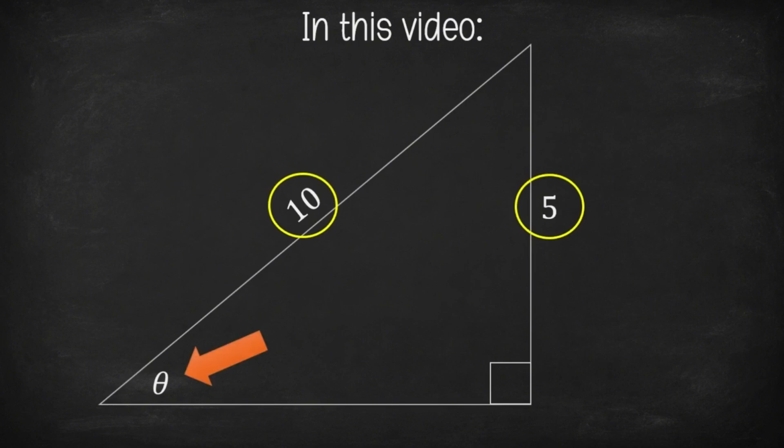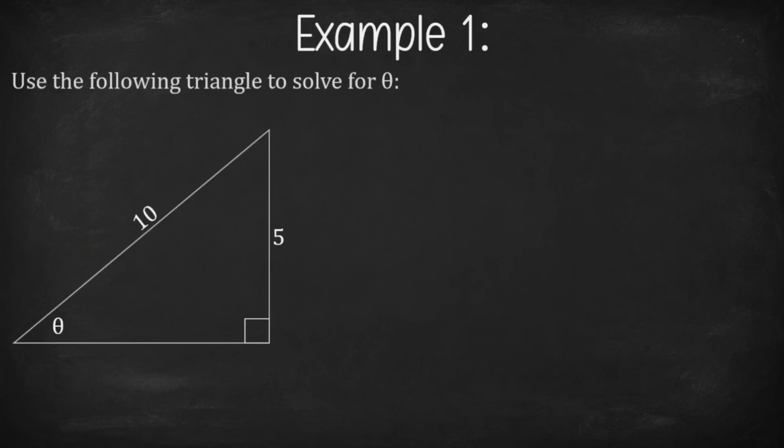So let's get started. Example 1, we have to use the following triangle to solve for theta. So again, we are going to use trig ratios to do that. And just like the previous video, I'm going to use SOHCAHTOA to help me with those trig ratios.